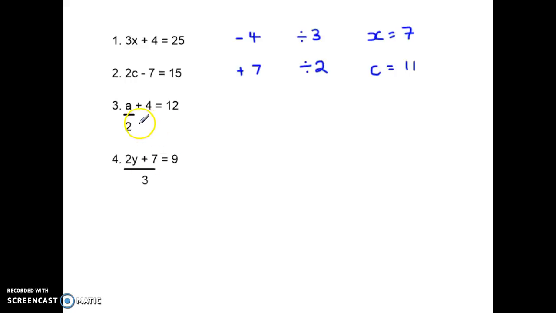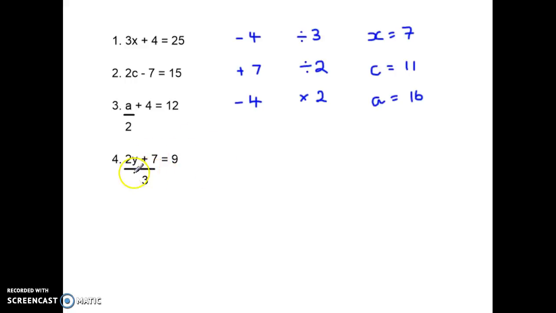So again, think about what happened to A. It got divided by 2 and then 4 got added. My inverse operations are to subtract 4 and then multiply by 2. So 12 minus 4 is 8, and 8 times 2 is 16. So my answer is that A equals 16. Checking it, 16 divided by 2 is 8, 8 plus 4 is 12, so that works.